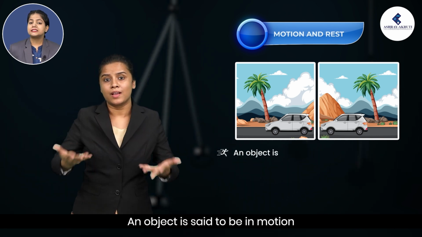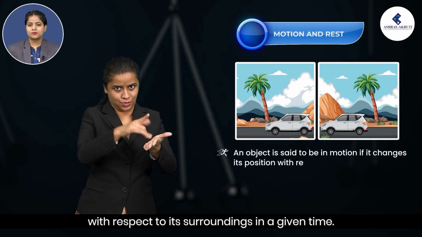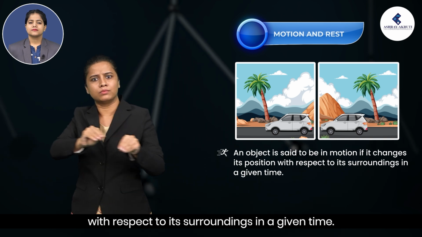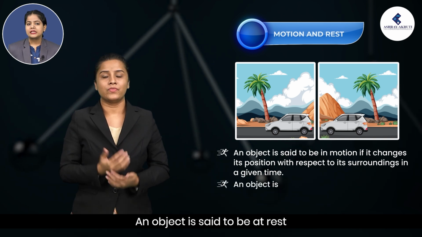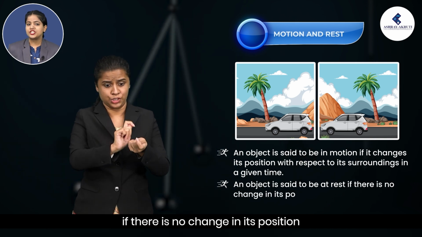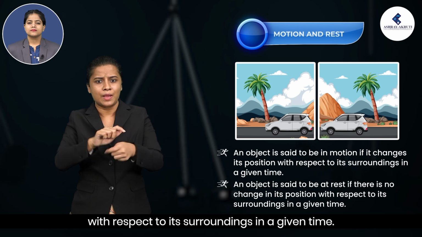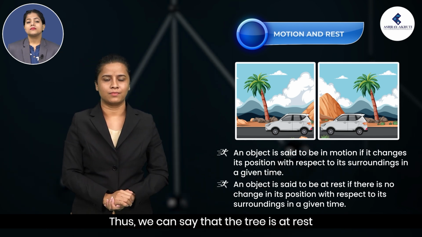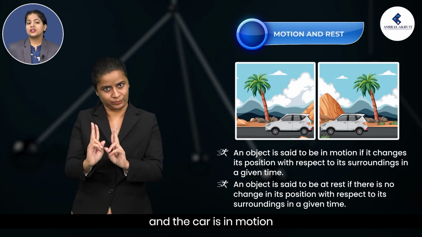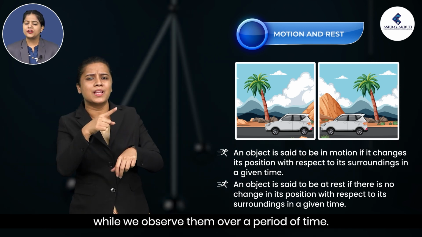An object is said to be in motion if it changes its position with respect to its surroundings in a given time. An object is said to be at rest if there is no change in its position with respect to its surroundings in a given time. Thus, we can say that the tree is at rest and the car is in motion while we observe them over a period of time.